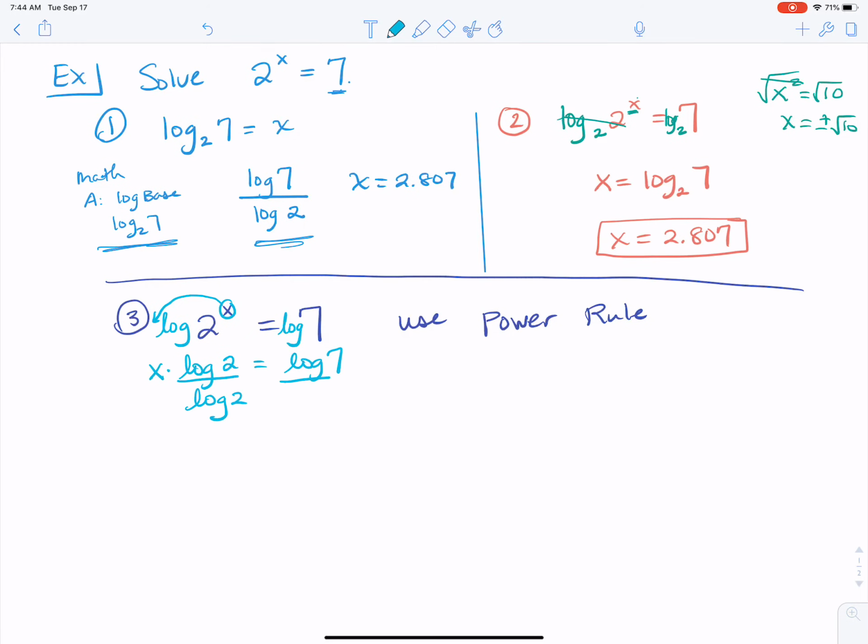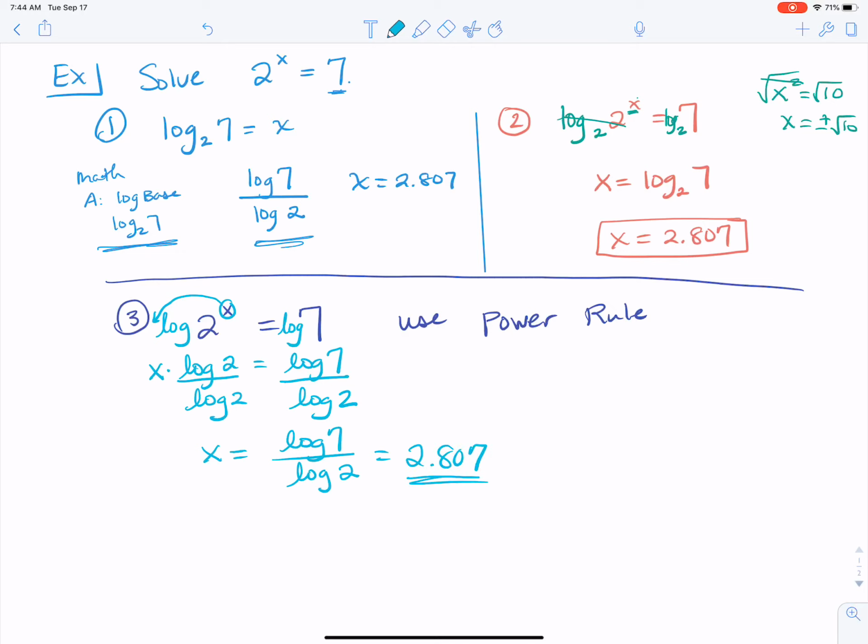But now you just get x by itself. And if you notice from this form, this looks a lot like the change of base formula that we wrote down in method 1. So you can just type that in your calculator. You're still going to get 2.807.